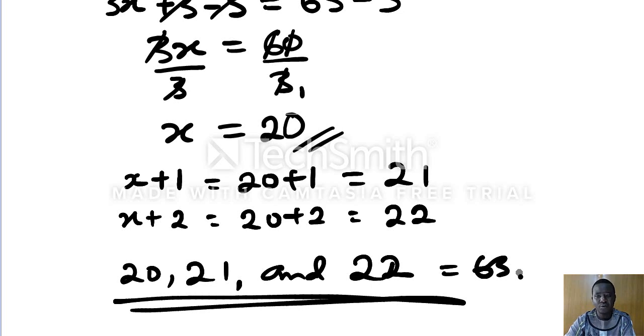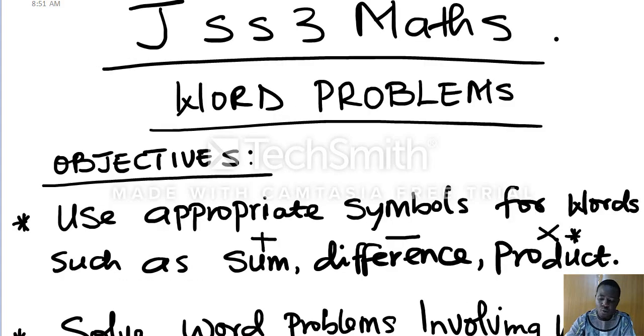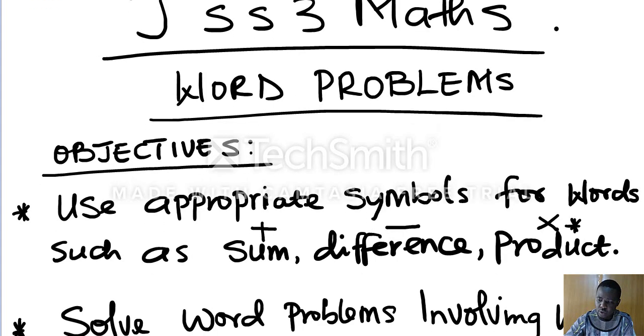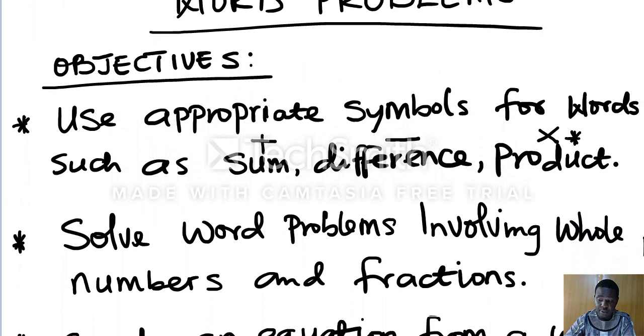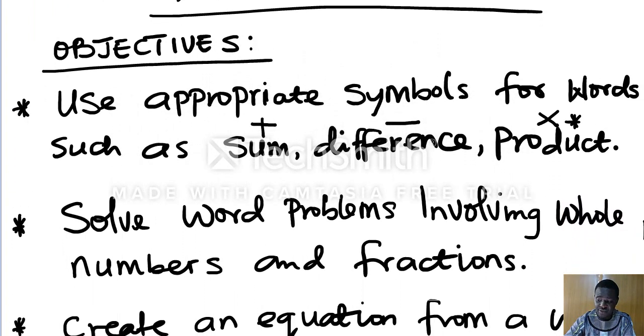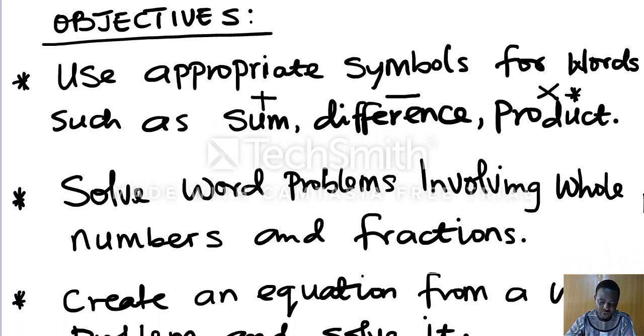So that brings us to the end of today's class on word problems on sums and difference. We have judiciously met all the objectives by using appropriate symbols for words such as sum, which I told you is a plus, difference is minus, and product is multiplication. Okay, we have done justice to this and this.